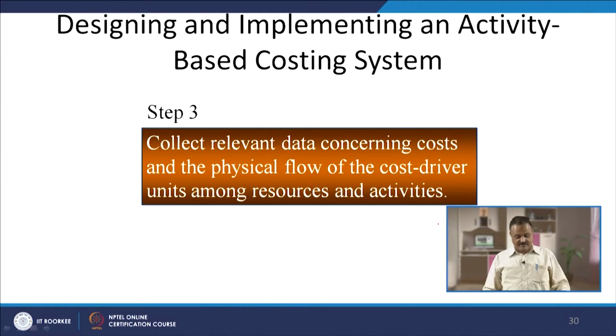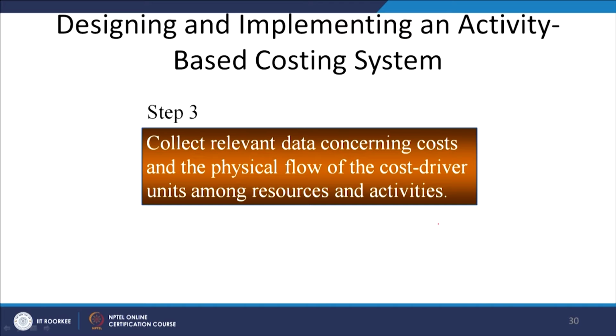Then we talk about the third step. Third step is collect relevant data concerning costs and the physical flow of the cost driver units among resources and activities. Collect relevant data concerning costs and the physical flow of the cost driver units among the resources and the activities. So, it means total information now we have to collect.